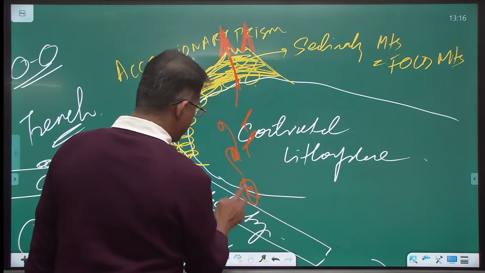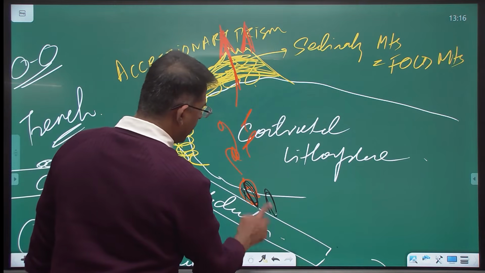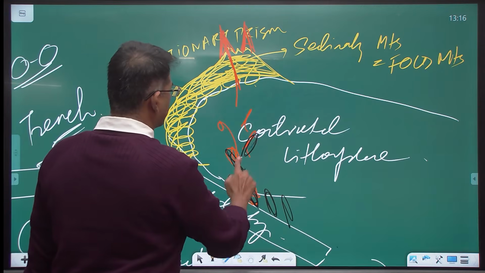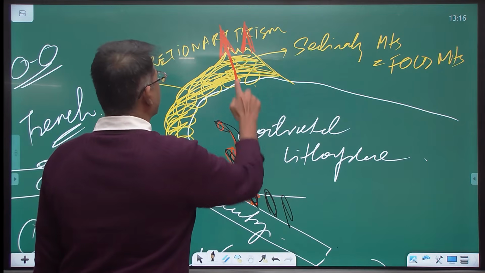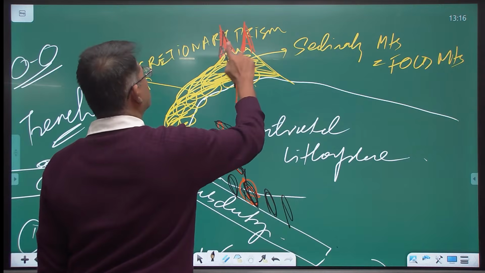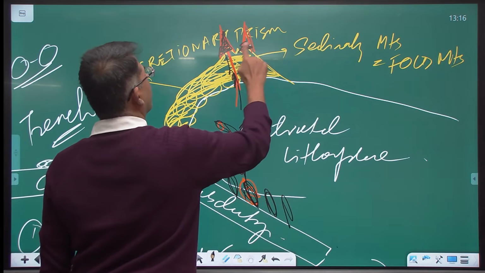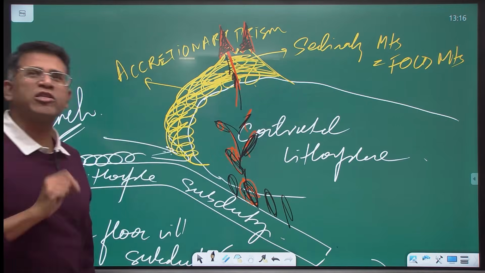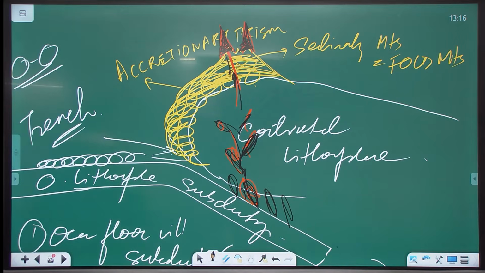I'll use another color here. Lava melting, lava melting, lava rising up. The lava rises up and forms volcanic mountains on the accretionary prism. It's no longer on the ocean floor.